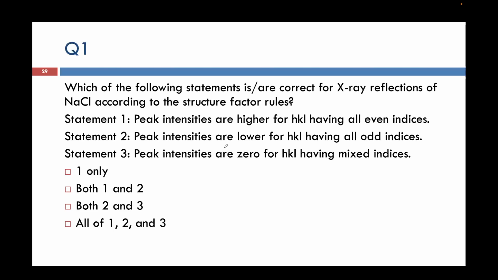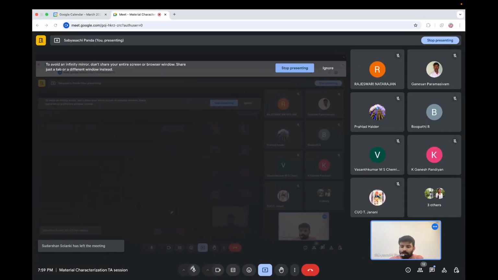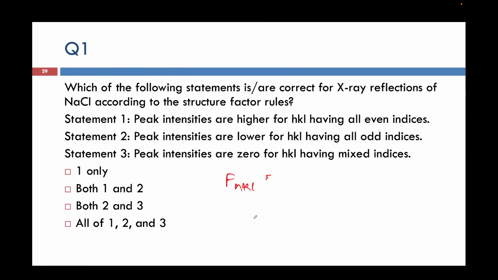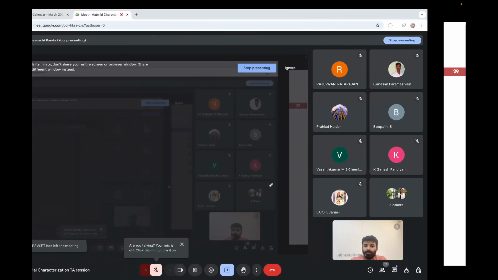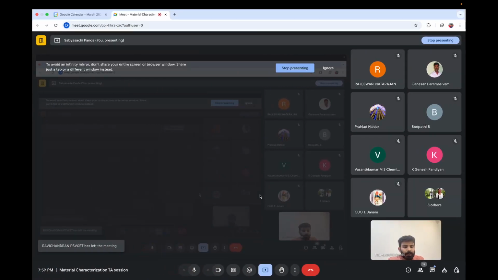Can anyone answer? I think NaCl has been calculated in the class. So you have to calculate the structure factor. What will be the structure factor for HKL if I am calculating for NaCl? Does anyone remember? Just a second. For the NaCl structure, does anyone remember what the structure factor is?